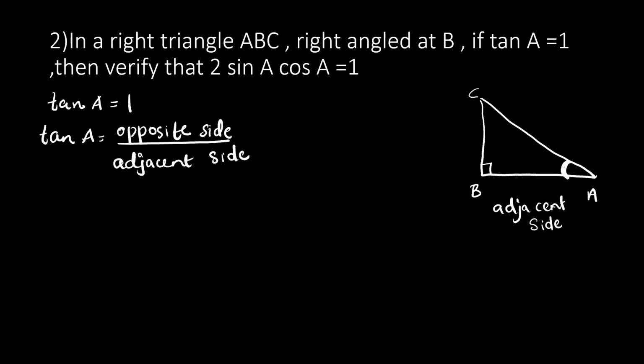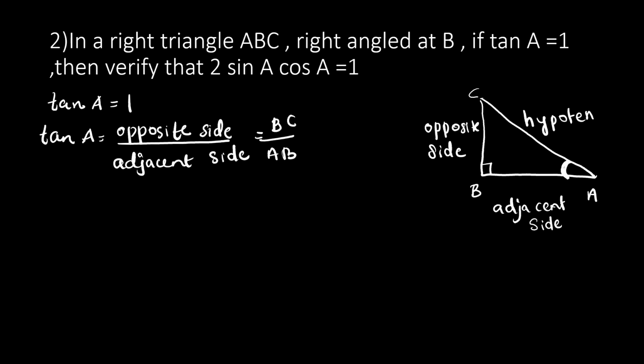And this side BC is the opposite side, and AC is the hypotenuse. Okay, so here, this is opposite side by adjacent side, that is BC divided by AB.